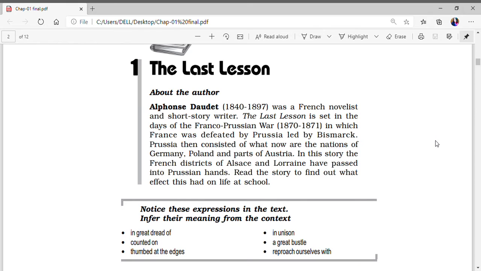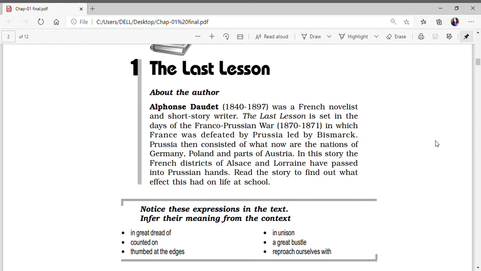So Alphonse Daudet was a French novelist and a short story writer. There is this important thing about him, that he started his career as a school teacher. Because of that, he has very fine knowledge about school life, and we also see a certain amount of reference in his short story, The Last Lesson, to that particular phase of his career. He was also a part of the French naturalism movement, and he has also discussed a lot about the French language in this chapter.